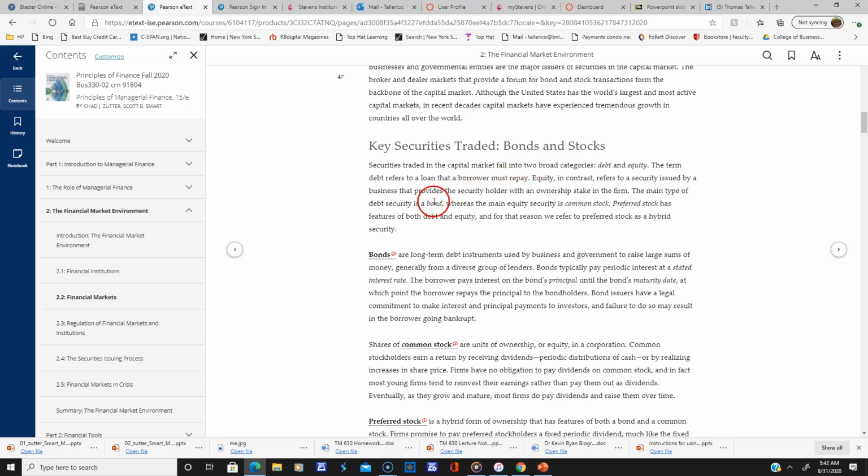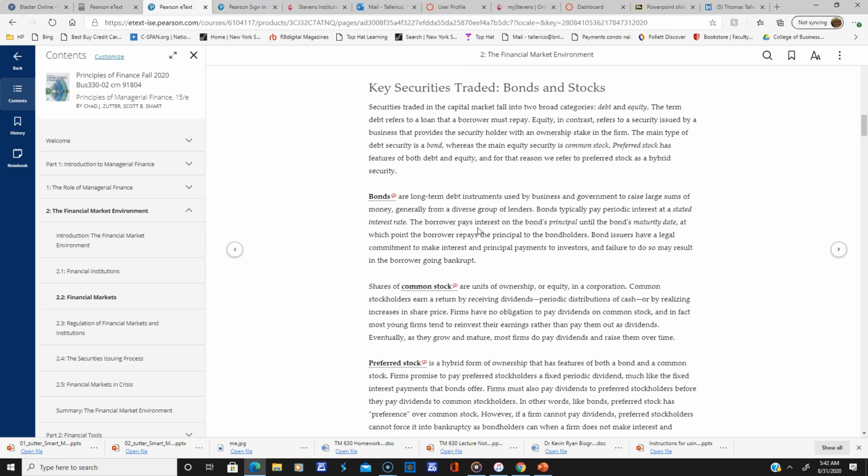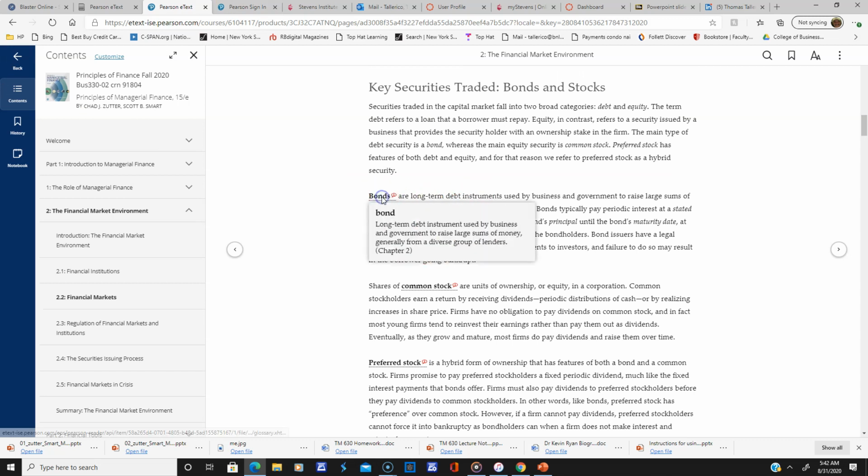A bond is when you loan a company money. It's as simple as, let's say you have a friend or a relative and they need money, and you loan it to them, and you promise to pay it back, and you'll give them a little interest and stuff, okay? It's different than a stock, because when you buy stocks in a company, it represents ownership, right? So this is what a bond is, and let's click that. A long-term debt instrument used by businesses and government to raise large sums of money.